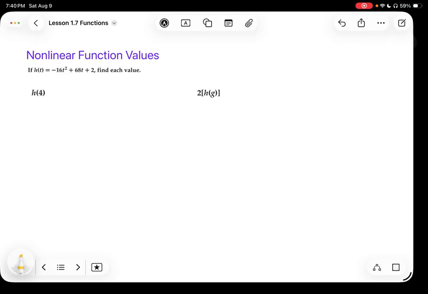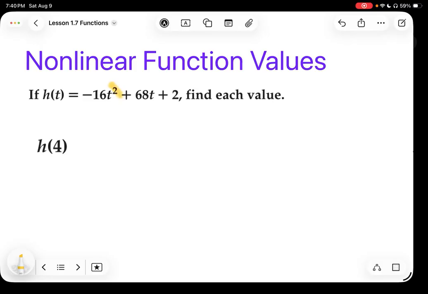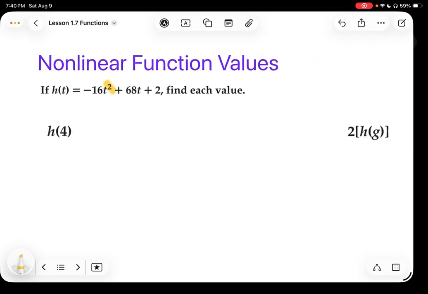Most of what we do in Algebra 1 is using linear functions, which are functions that make a straight line, but every now and then we will have nonlinear functions. And the reason we know this function is nonlinear is because of this squared right here. Anytime you have something squared, you know the result of the function is going to be nonlinear.